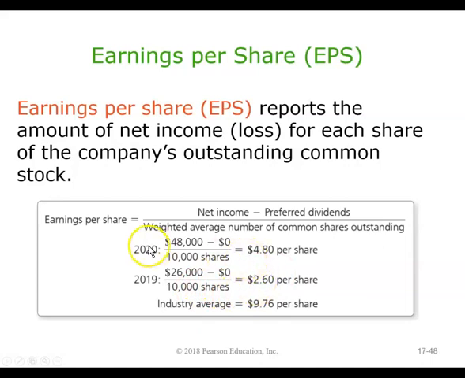So in 2020, we had $4.80 per share. That means that the company earned $4.80 per each share of stock. It doesn't mean that the shareholder is going to get that, because they're only going to get what dividends are declared and paid to them. But the higher this is, the better, because it means that the company is earning that much per share of stock that it has issued and outstanding.